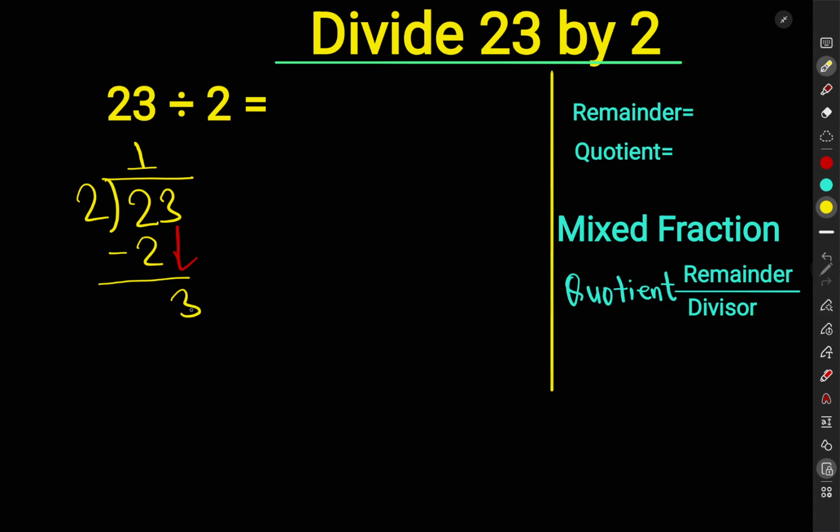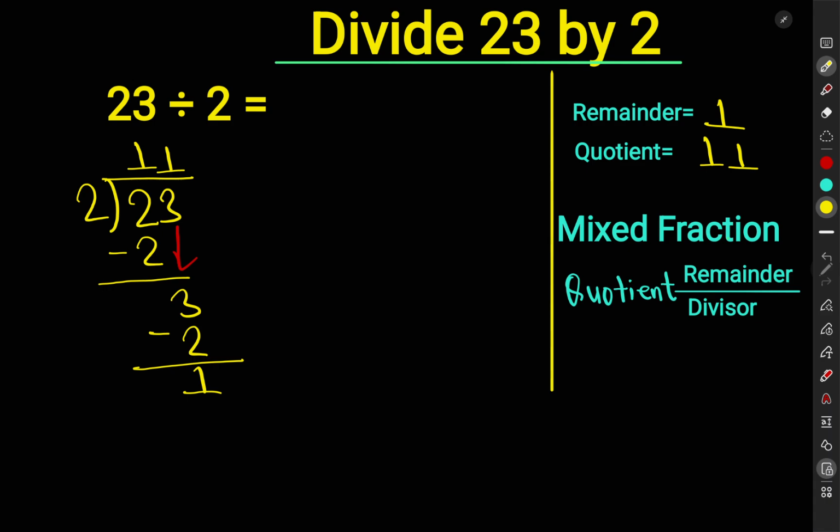So 3 is greater than 2. So 2 times 1 means 2. On subtracting we get 1. So here the remainder we have is 1. The quotient we have is 11.